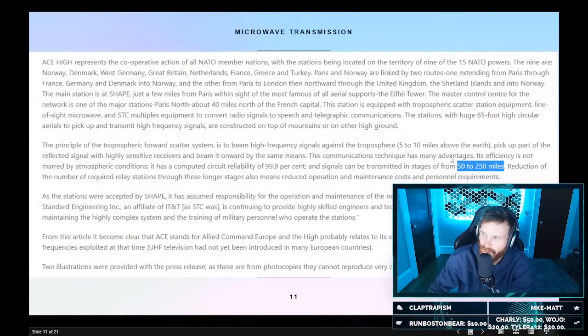This communication technique has many advantages. Its efficiency is not marred by atmospheric conditions. It has a computed circuit reliability of 99.9%. The signals can be transmitted in stages of from 50 to 250 miles.